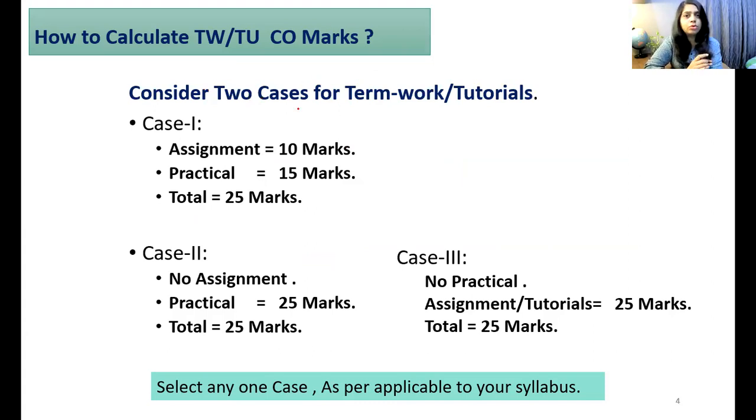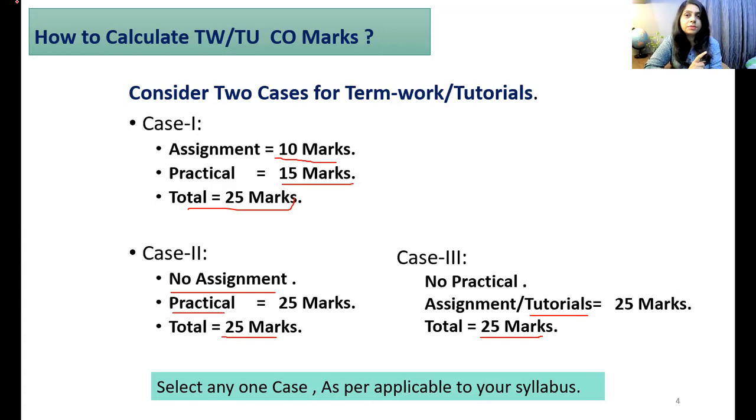Now we'll consider 2 to 3 cases. Now what is case 1? Case 1 is that the 25 marks of term work is divided into 10 marks for assignment and 15 marks for practical. And in some of the courses, it is mentioned that 25 marks of term work is completely considered for practical, 25 marks of practical, and there is no assignment. Case 3 might be no practical, but it is tutorial of 25 marks. So you can say either practical of 25 marks or assignment tutorials of 25 marks. And based on this, we have to give these 25 marks of term work.